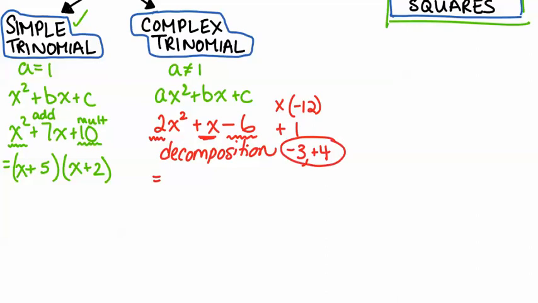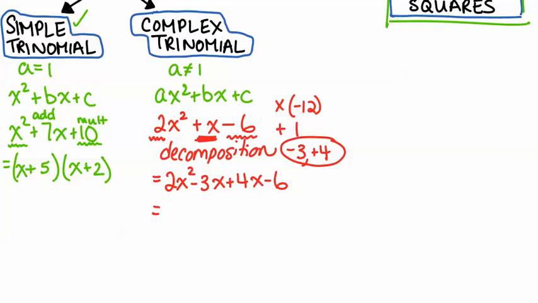So once you figure out your numbers, those numbers are going to replace the middle term. So we've got 2x squared minus 3x plus 4x minus 6. We just determined the 2 numbers that'll work, negative 3 and positive 4, and we've just replaced our middle term with those 2 numbers.